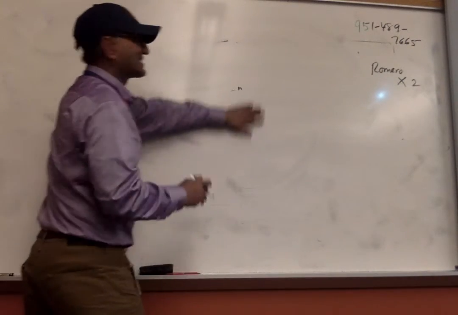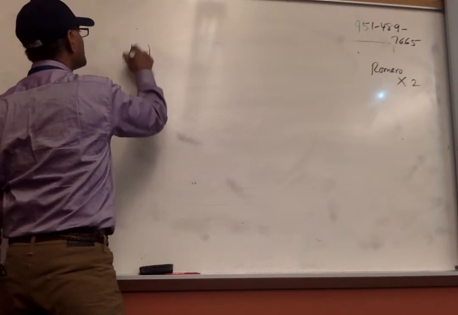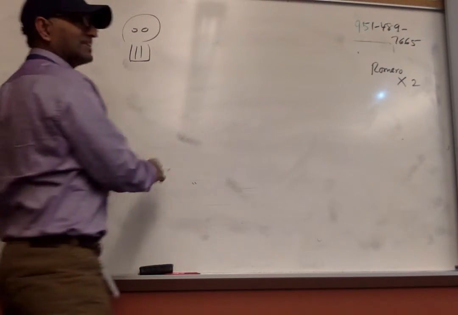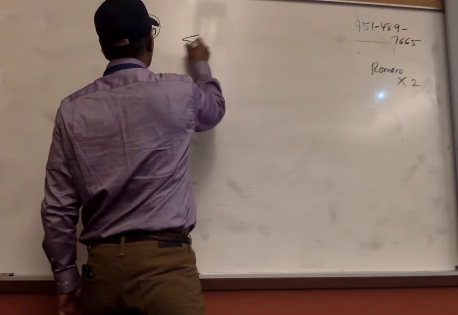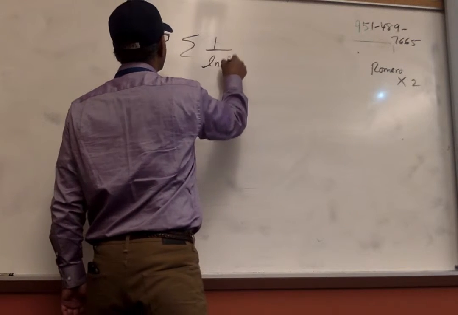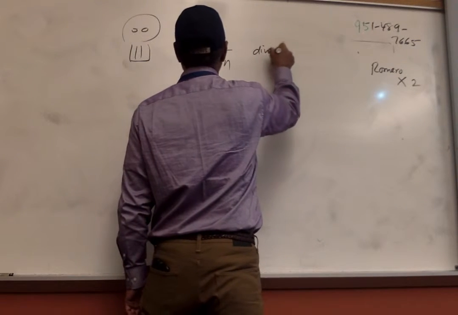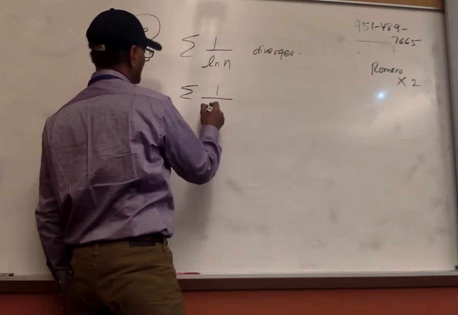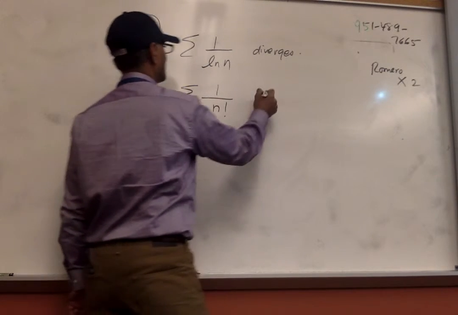Okay, guys, draw a skull. These are famous series which we don't have regular tests for. So memorize this. Please, Raja, draw a skull. So we know that summation 1 over ln n series diverges. You have to memorize it. I'm letting you know. And summation 1 over n factorial converges.